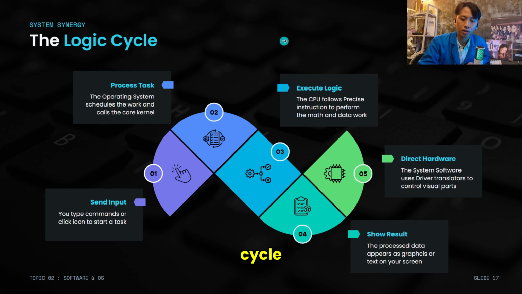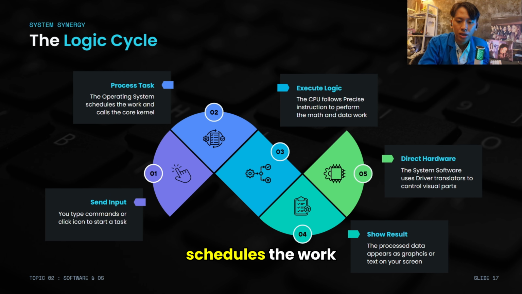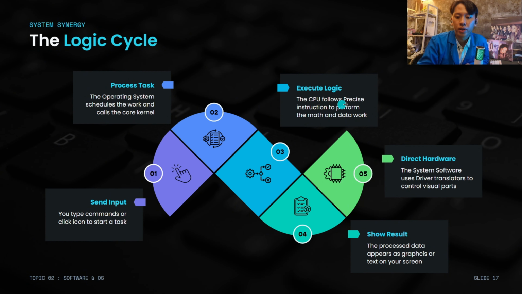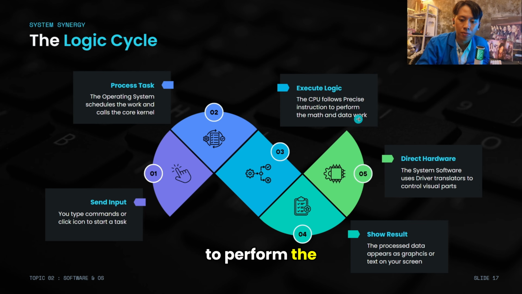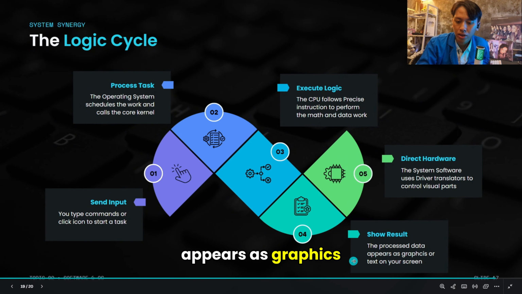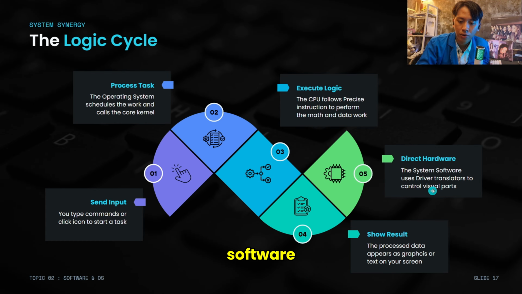Then the logic cycle. The first one, send input. You type commands or click an icon to start a task. Then there is process task. The operating system schedules the work and calls the core kernel. Third one, execute logic. The CPU follows precise instructions to perform the math and data work. Fourth, show result. The processed data appears as graphics or text on your screen. Fifth is direct hardware. The system software uses the driver translator to control the visual part. It's a perfect harmony between metal and logic.